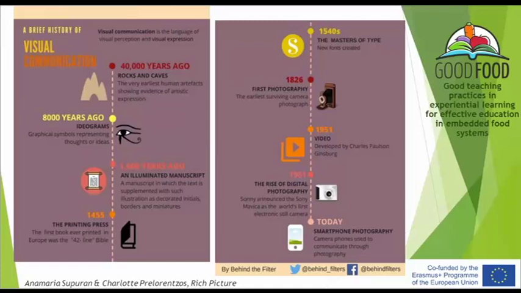We can fast forward a bit more in time and we would reach the first printed book in 1455, the first photography in 1826, the first video camera in 1951, the first digital photography in 1981, and finally reaching the smartphone photography era nowadays. Among these examples of visual types of communication, the rich picture looks more like the drawings of our ancestors on the rocks and caves, but of course they are more complex due to the combination of symbols, images, and texts.